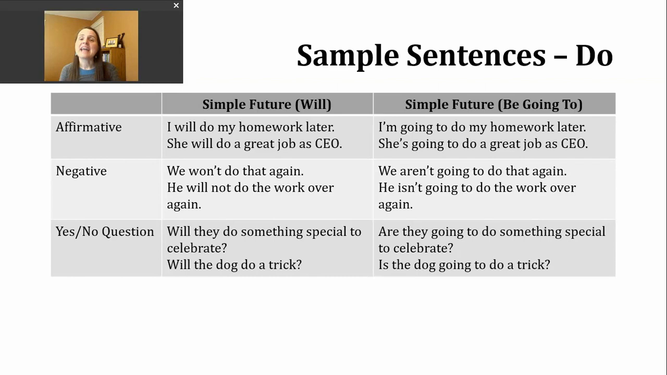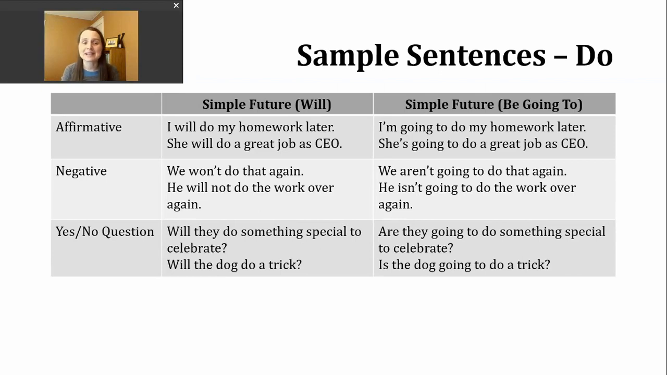Okay? Now let's look at making yes or no questions. To do this, we're going to start with will, then we'll have our subject, then the base verb. That's the first structure. The second structure is to start with be, and we're using a form of be that matches the subject, and the subject comes next. And then we're going to use going to and the base verb.